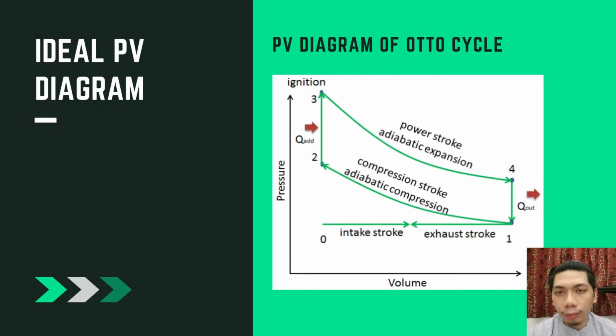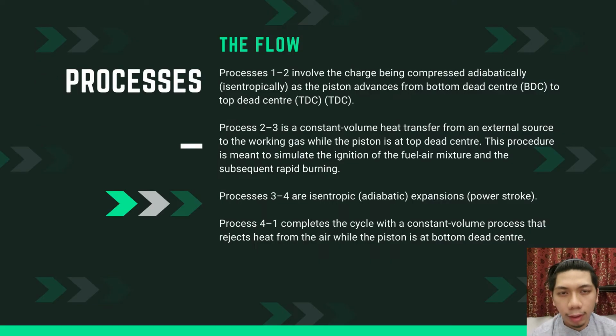Alright, now we can see the PV diagram. There are 4 processes involved in the Otto cycle. Let's go one by one. The first one involves the charge being compressed adiabatically, which is isentropically, as the piston advances from bottom dead center to the top dead center.